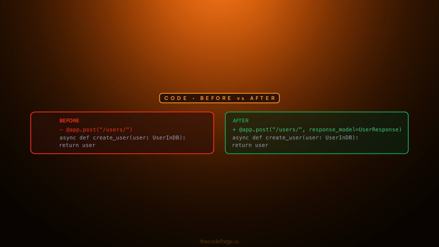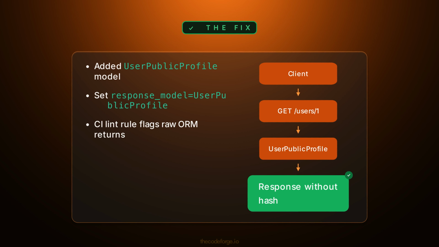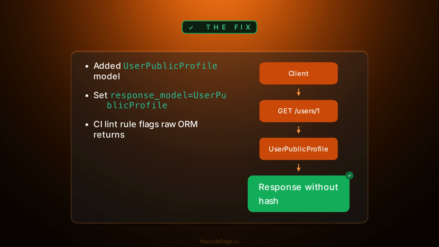Omitting response_model causes FastAPI to serialize the raw ORM object, exposing internal fields like password hashes. Adding a Pydantic response model filters the output to only public fields. The fix was to add a UserPublicProfile Pydantic model with only safe fields and set response_model equals UserPublicProfile on the endpoint. We also added a CI lint rule that flags any endpoint returning an ORM model without an explicit response model, and a test that asserts hashed password is never present in any GET response body.